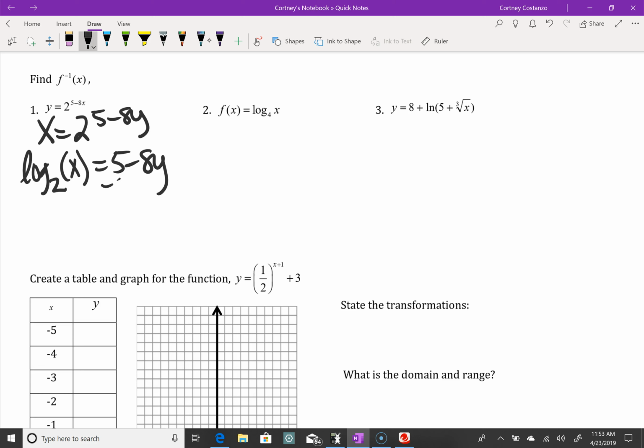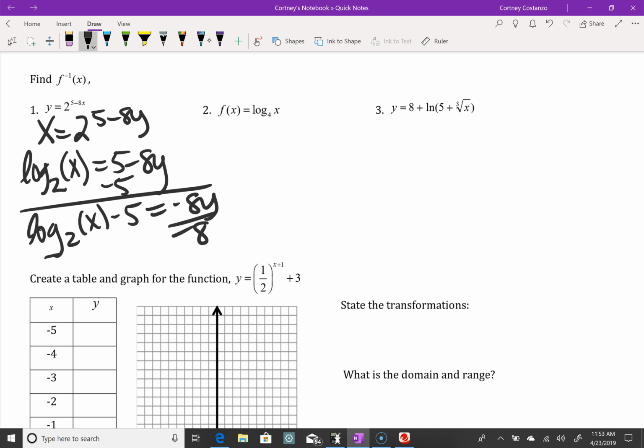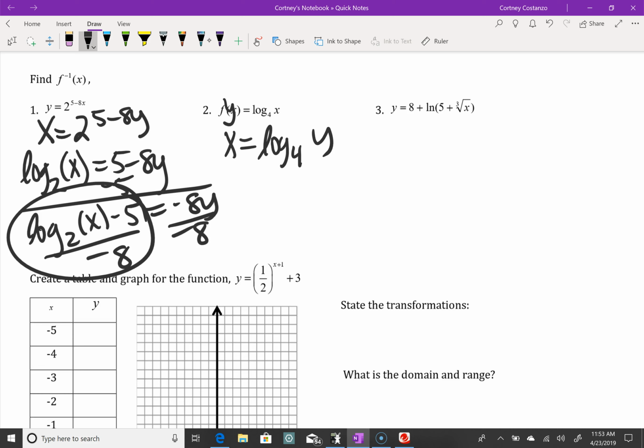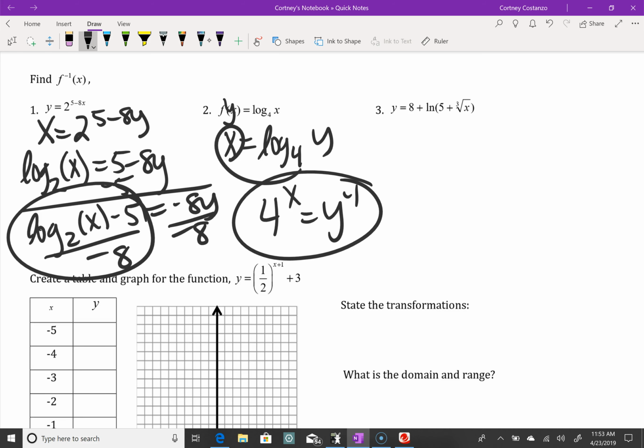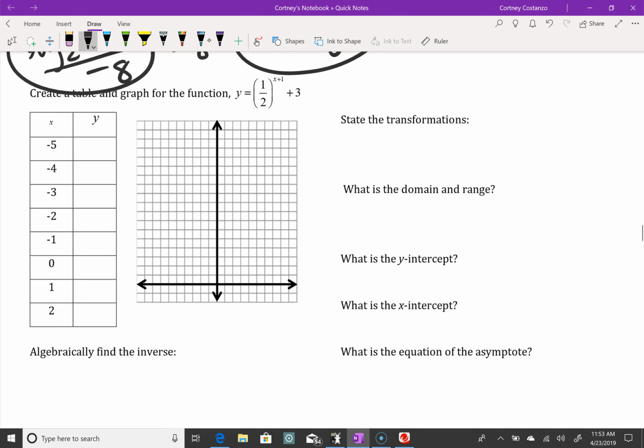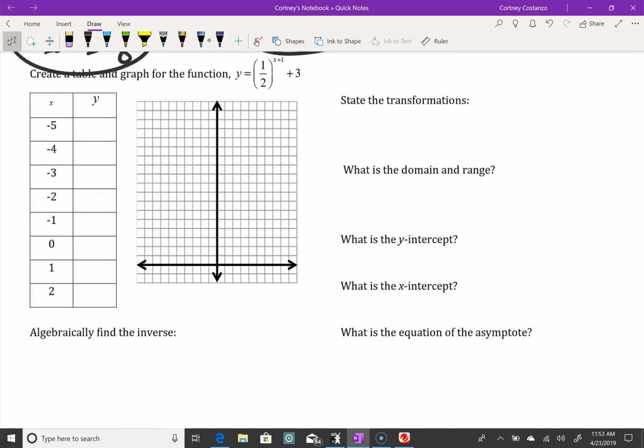So the first thing I would do is subtract 5 to the other side. Log base 2 of x minus 5. And then I have it equal to negative 8y. So divide everything by negative 8, and there is your inverse. The middle one's even easier. If you switch x and y, remember f of x is just another way to say y equals. So x is equal to log base 4 of y, and then you just lasso that up. 4 to the x is equal to our inverse. The last one I'm not going to do, it's just too much. My pen is too thick to try and fit that in.